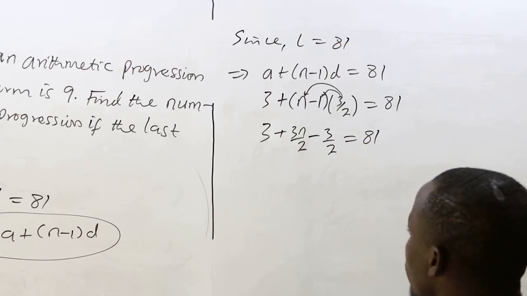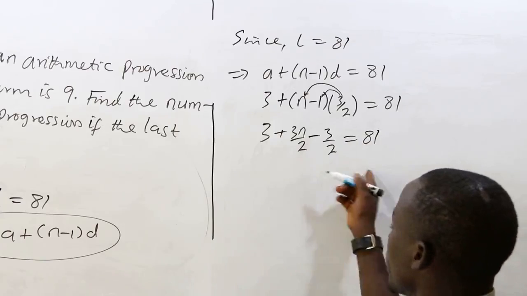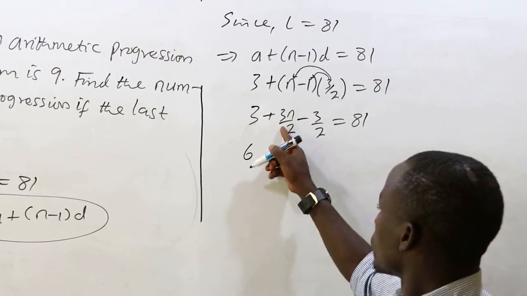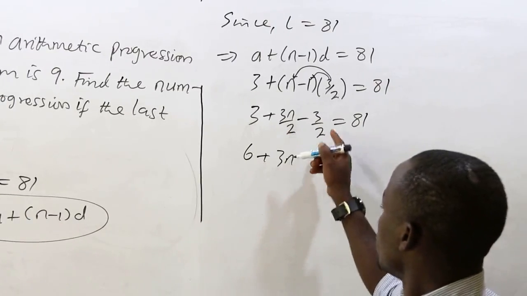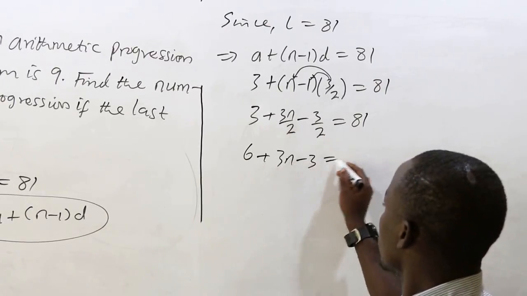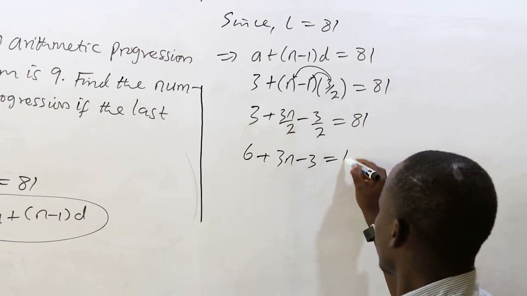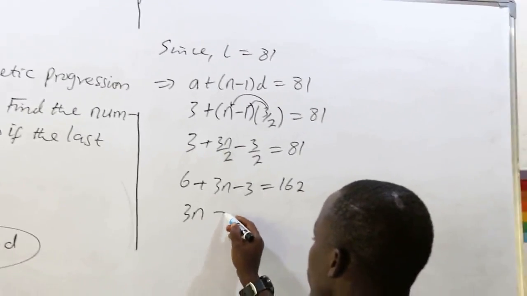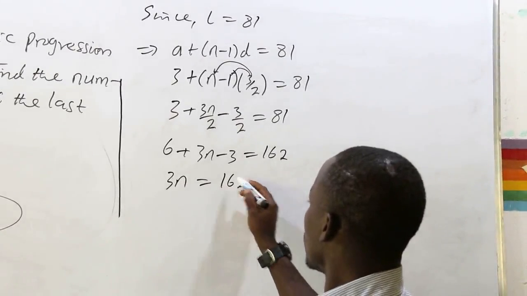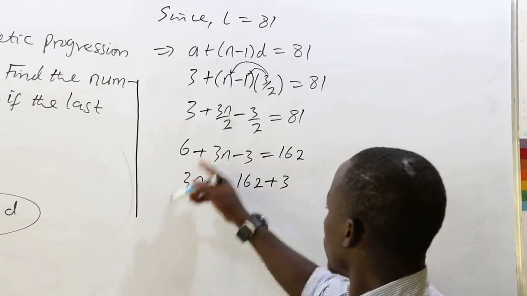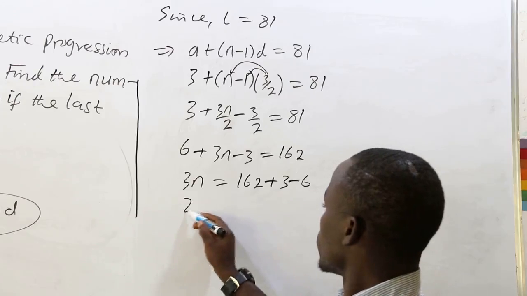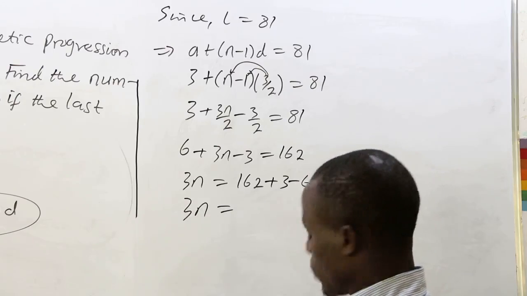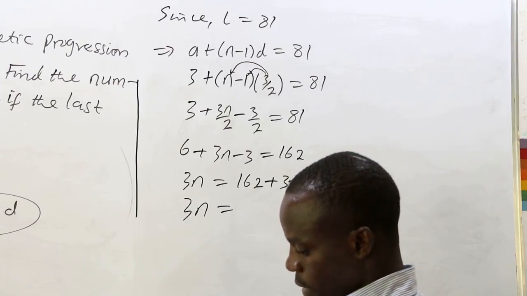So to make it simpler, we can clear up the fraction by multiplying by the LCM, which is 2. So if we multiply this by 2, we'll have 6. Multiply this by 2, we have 3n. Multiply this by 2, we have only 3. And of course, multiplying this one by 2, we have 162. Then we now collect like terms. 3n is equal to 162. Bring this one here, it becomes plus 3. This one will be minus 6. So we have 3n is equal to 162 plus 3 minus 6.